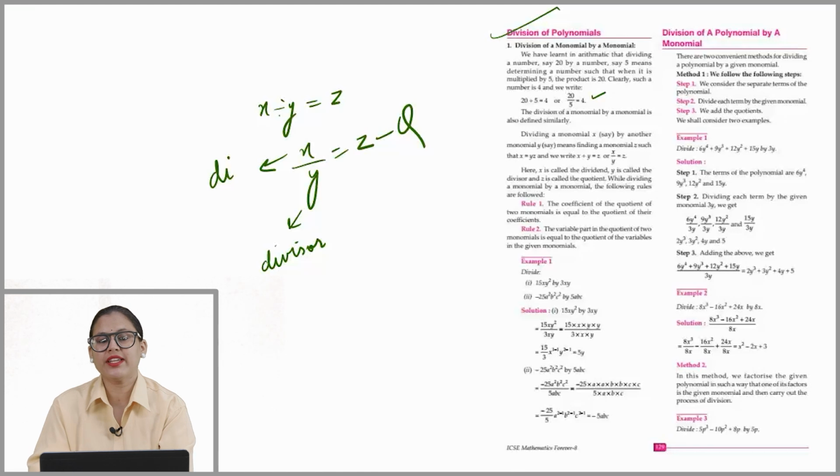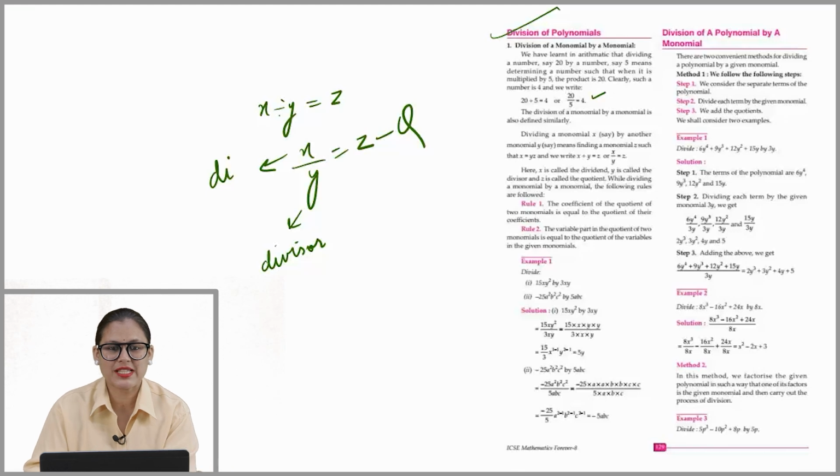So, while dividing a monomial by a monomial, the following rules are followed. Rule number 1: the coefficient of the quotient of two monomials is equal to the quotient of their coefficients. Rule number 2: the variable part in the quotient of two monomials is equal to the quotient of the variables in the given monomials.